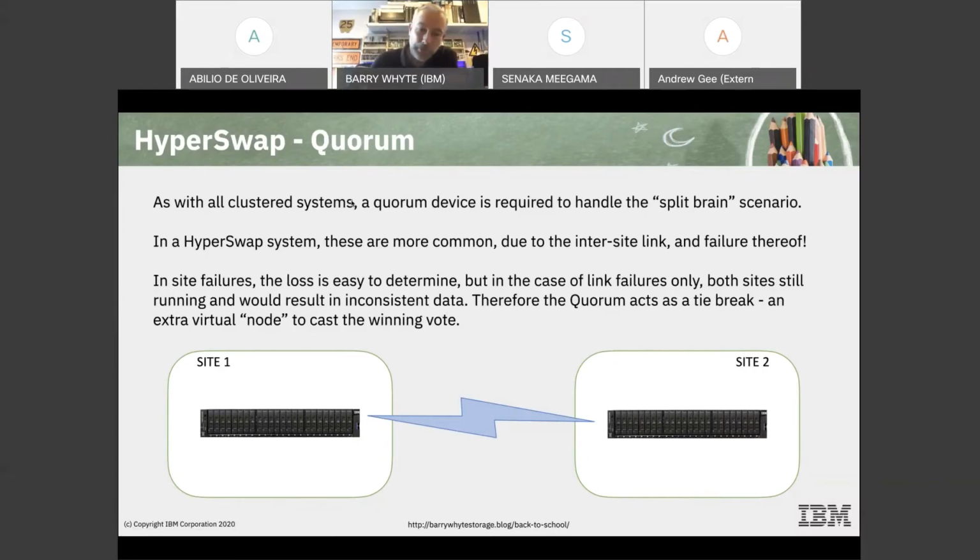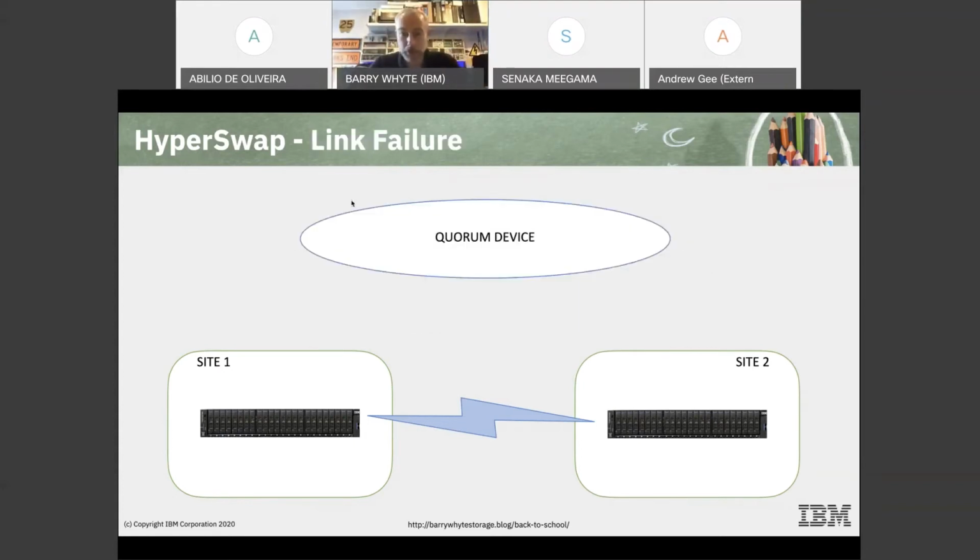So if you have half of a cluster at one site and half at another site, and you lose the link in between them, then you have 2 independent halves. You don't want both of those halves continuing to run because you're going to get inconsistent data. So you need to pick one of them to actually run, and that's the job of this Quorum device. And so in the scenario where you lose the link, both sites are still up.